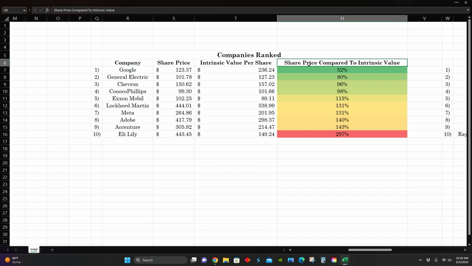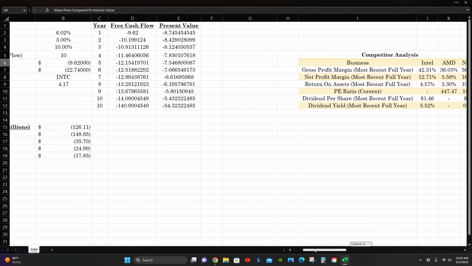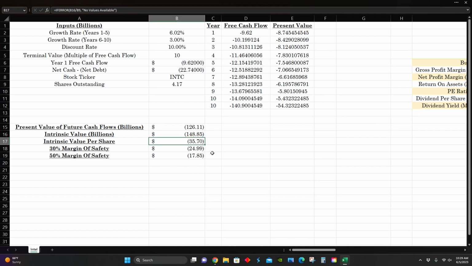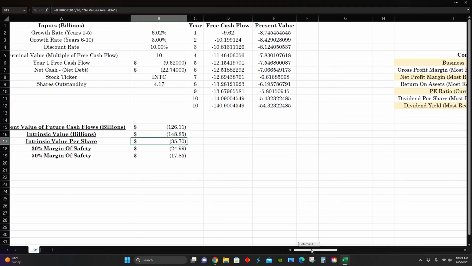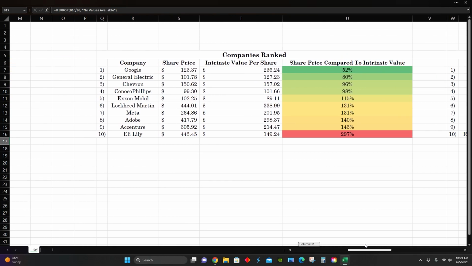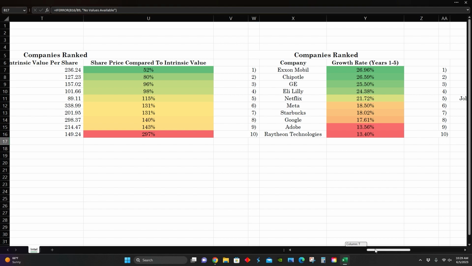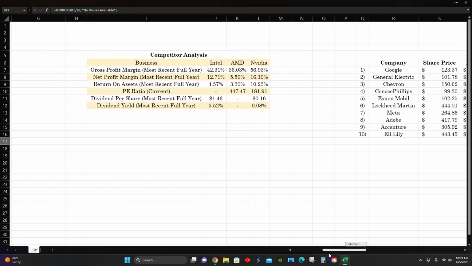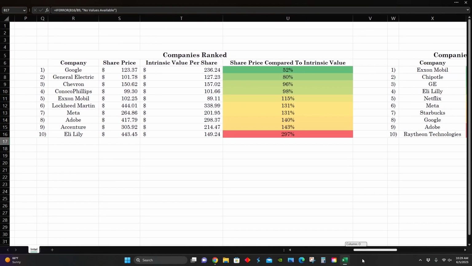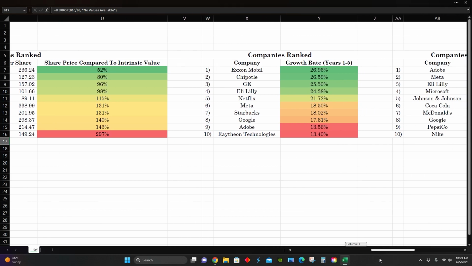And then lastly, to end off the video, I wanted to compare them to other companies we've looked at in past videos. Right here, for share price compared to intrinsic value, Intel, obviously from the discounted cash flow model, has a negative intrinsic value estimate, so we can't really include them on this table. They're not doing better than any of the companies right now. Google, GE, Chevron, and ConocoPhillips are the only four companies that are trading below intrinsic value per share. In terms of growth rate, we saw that Intel had like a 6% growth rate projected for the next 5 years. Not good enough to get them onto the table.